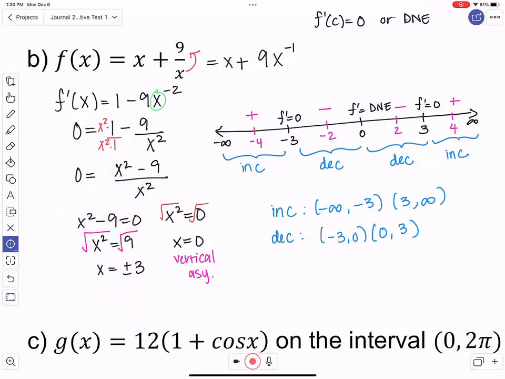So I really wish I could say it's from negative 3 to positive 3, but I can't because there's an issue between them at 0. So I have to break them up to make it still continuous. So that's the dilemma with part B. That's it. So once you make this chart, it's really easy to find increasing, decreasing.